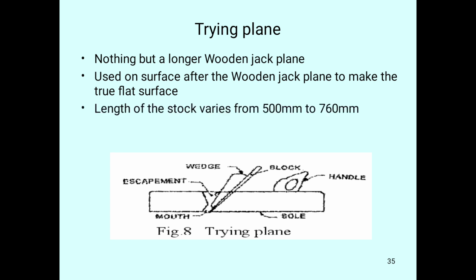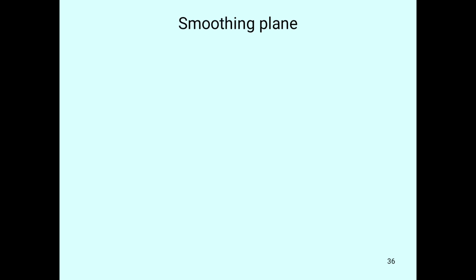Next, the length of the stock of the trying plane varies from 500 mm to 760 mm. Next, the width of the iron cutter is about 600 mm. That is the width of the iron cutter.